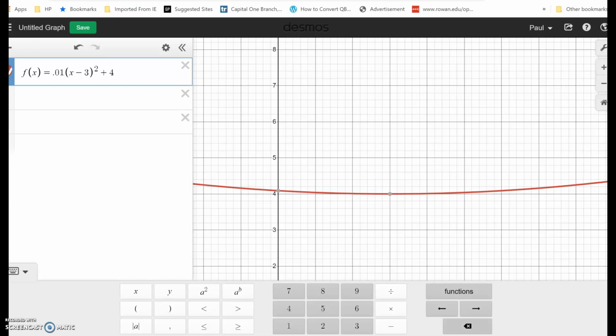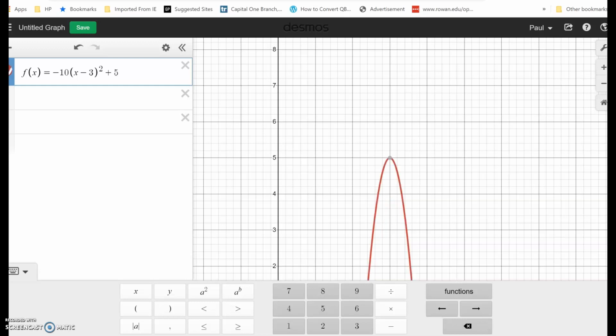What if we made it be -1? Well, then you see it opens downwards. And what about negative, I don't know, 10? Then it gets steeper. So gradually you can get control of these things. What would happen, do you think, if I change this 4 to a 5? Can you predict what would happen? Did you predict that the vertex would go up 1?